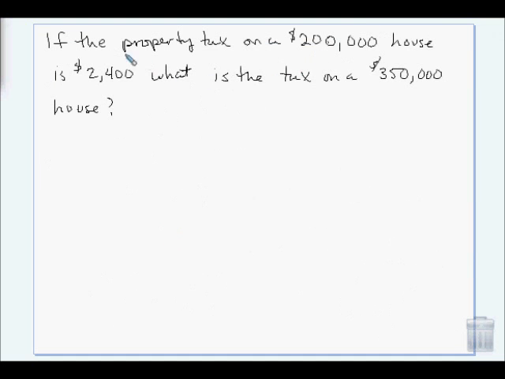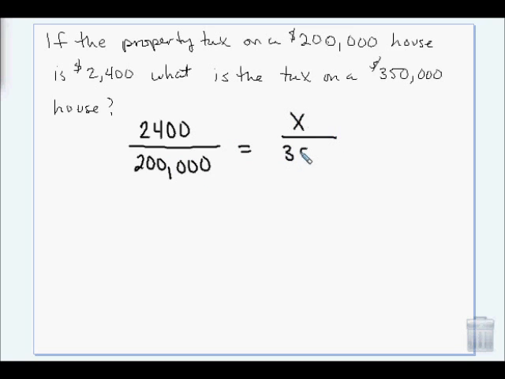Okay. All right. If the property tax on a $200,000 house is $2,400, what is the tax on a $350,000 house? This is a proportion. So we have tax over house is equal to unknown tax over house. Or you could do house over tax is equal to house over tax. Just remember you have to do the same thing on each side.